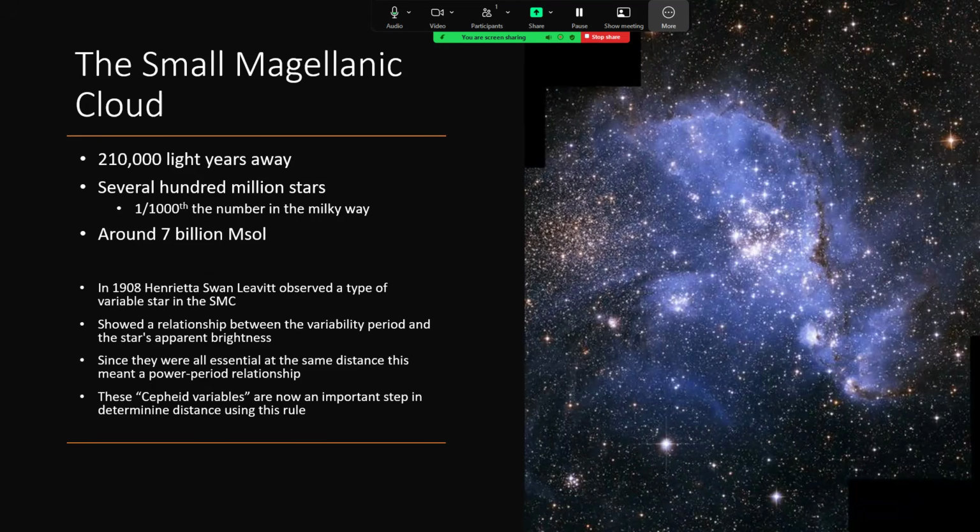The Small Magellanic Cloud, fairly similar but smaller, a little bit further away, 210,000 light years.